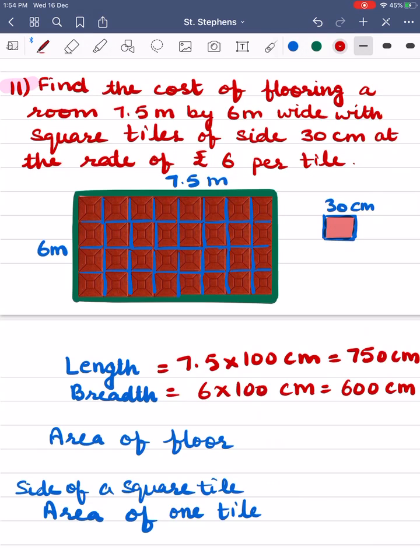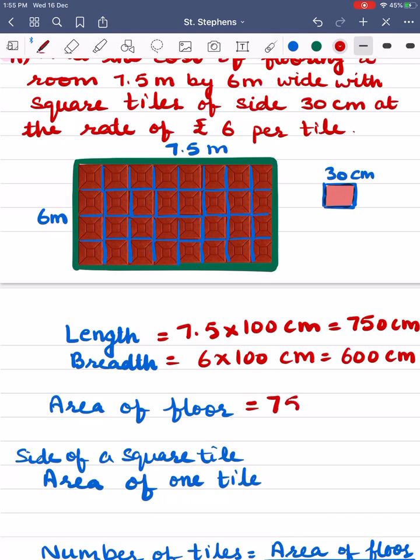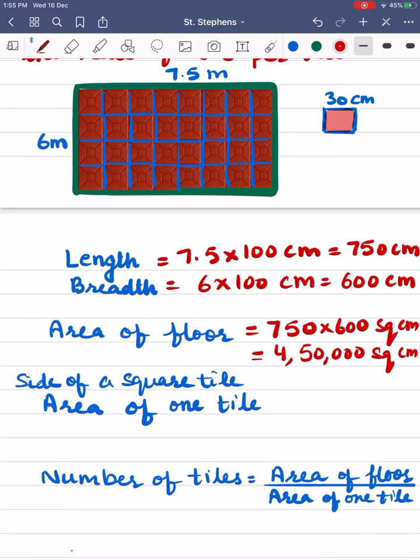Now area of floor is equal to length into breadth. So it is 750 into 600 square centimeter. So on multiplying, we get here 4,50,000 square centimeter. Now children, side of a square tile is equal to 30 centimeter. And the area of one tile is side into side. So it is 30 into 30 square centimeter. So we get here 900 square centimeter.